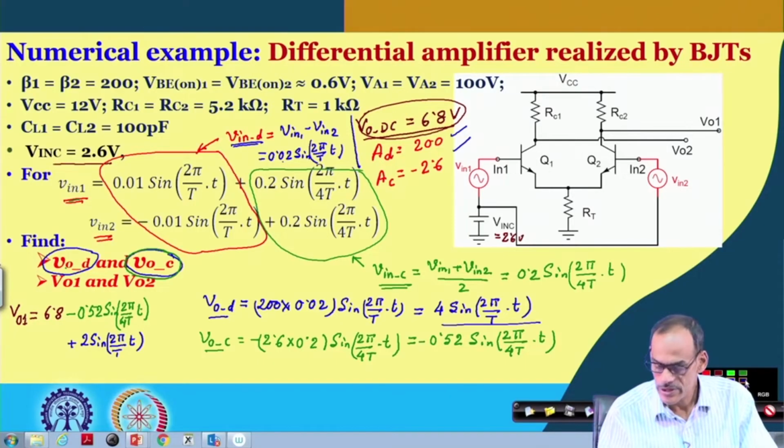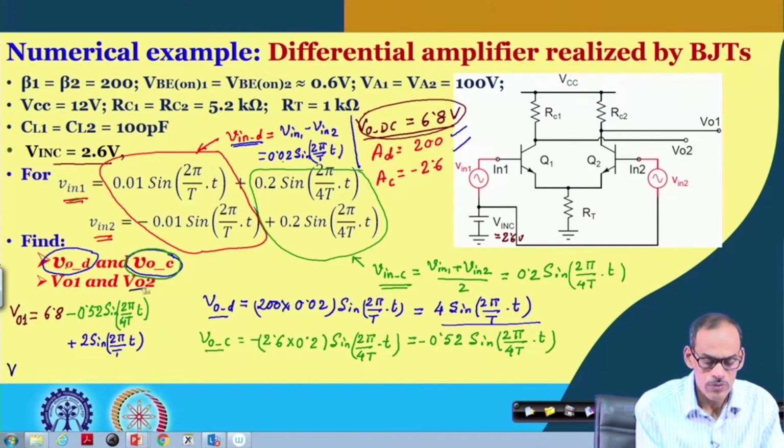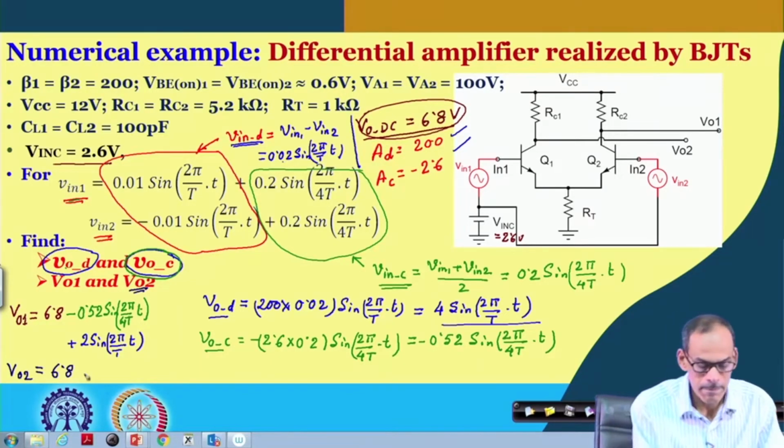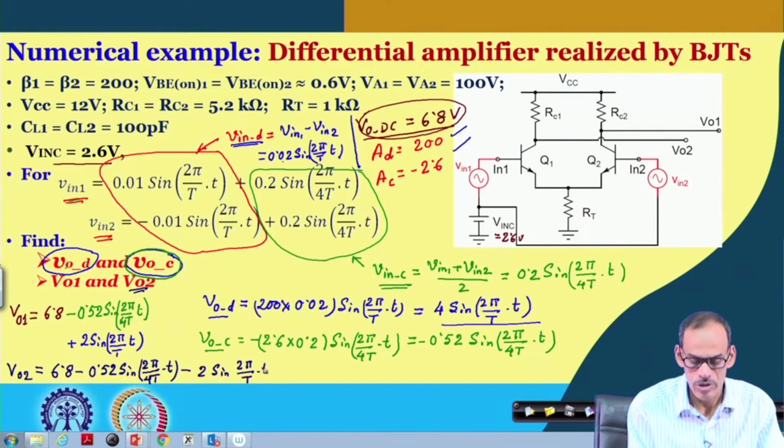So, likewise, if you see the other output VO2, that is also having DC of 6.8, and then the common mode part minus 0.52 sine 2 pi by 4 t into small t, and then minus 2 sine 2 pi by capital T into small t.